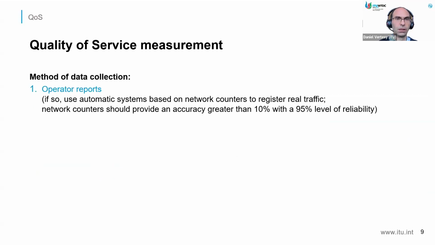Well, why am I saying this? When we look at the method of data collection, it turns out that quality of service indicators can be sourced differently. So one option is to collect them directly from operators. Operators can report quality of service, but of course you want to watch out because the quality should be homogeneous across the different operators. So operators should use automatic systems based on network counters to register real traffic, and network counters should provide accurate data with a high level of reliability.